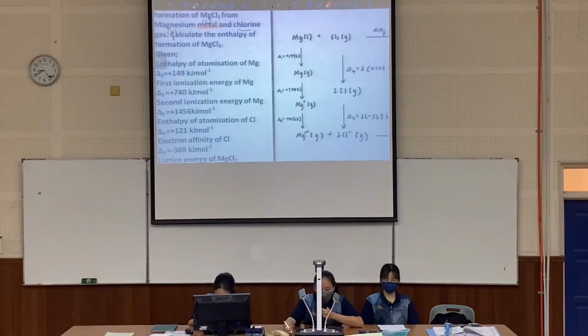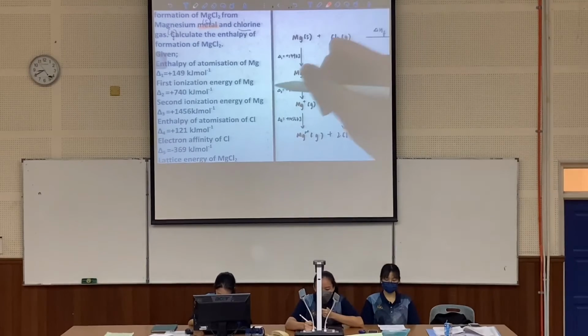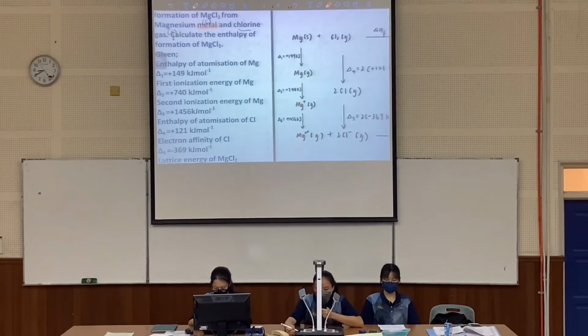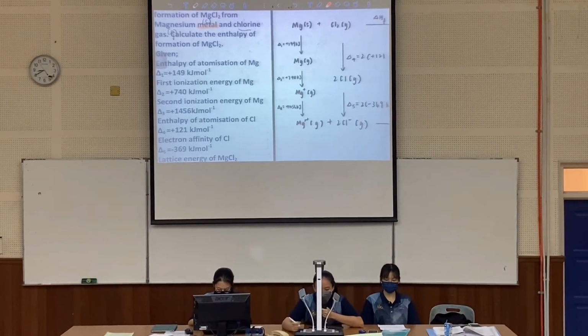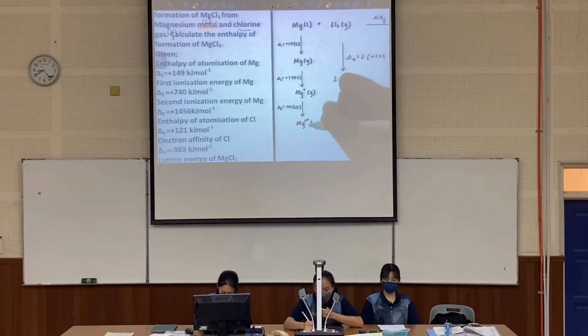The first ionization of Mg, we are forming Mg+ in gas also. So I'll label here positive 740 kilojoules. And then the second ionization of Mg, forming from Mg+ to Mg2+. So I'll label here positive 1456 kilojoules.